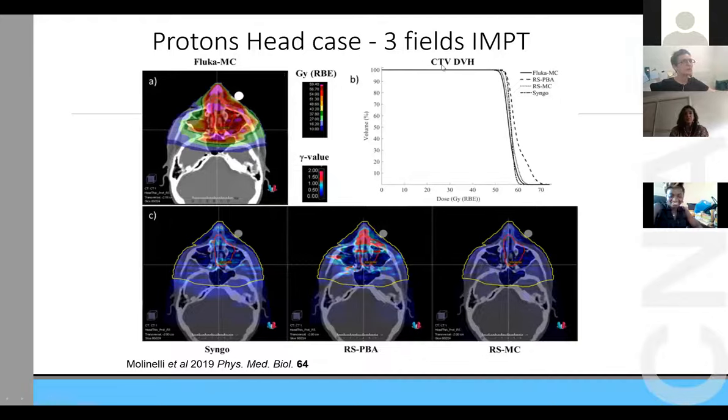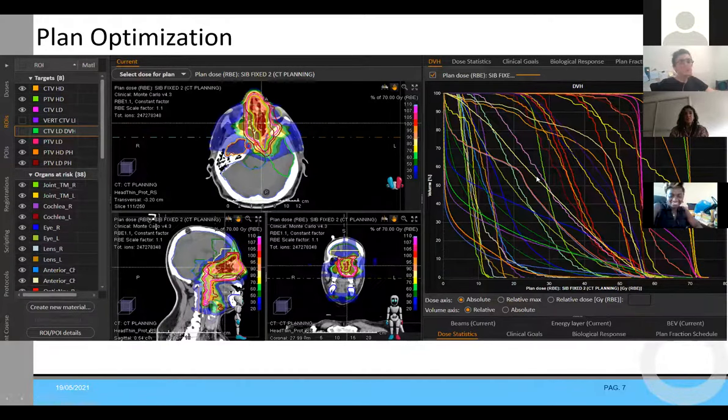This is, for example, a DVH for a target volume in the head and neck. You see that you can have really strong differences in all the dose distribution. Then, once you have your patient model and your beam model, you can optimize your plan. It can actually get very complex.